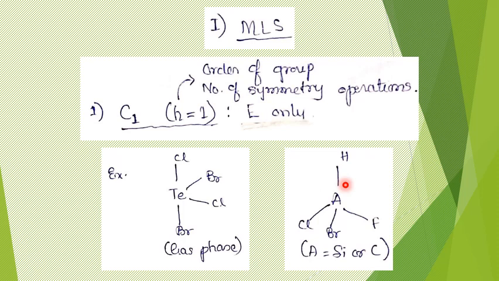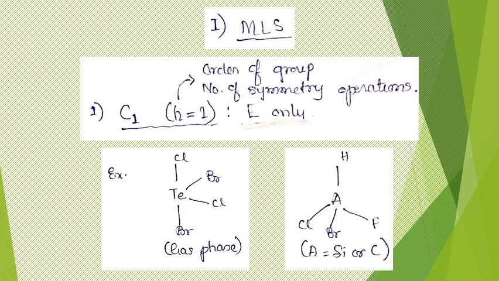You should get a tetrahedral molecule in your mind, and you should convince yourself that nothing is possible except E, the identity operation. Of course it will be possible, except that no other symmetry operation can bring the molecule back to its original orientation. So this molecule also goes to this class, this point group, that is C1.